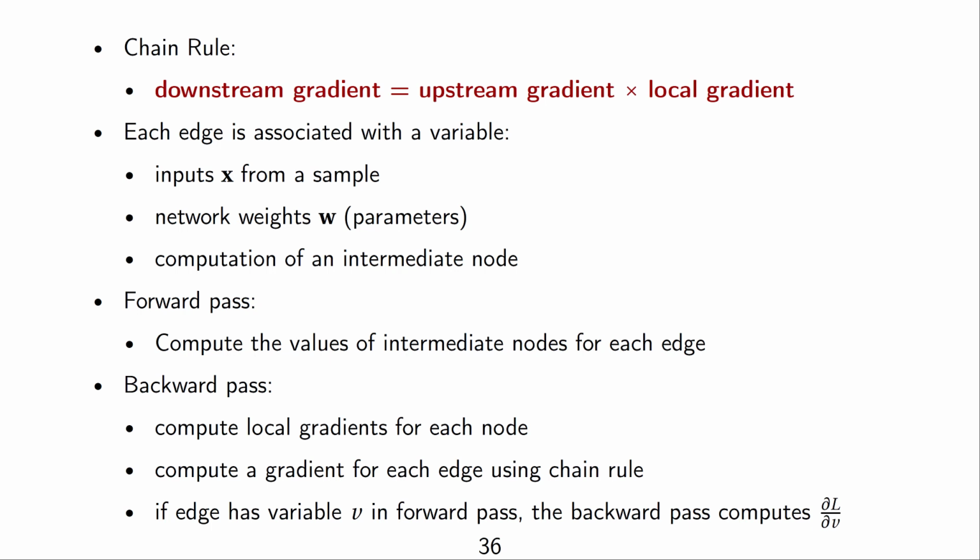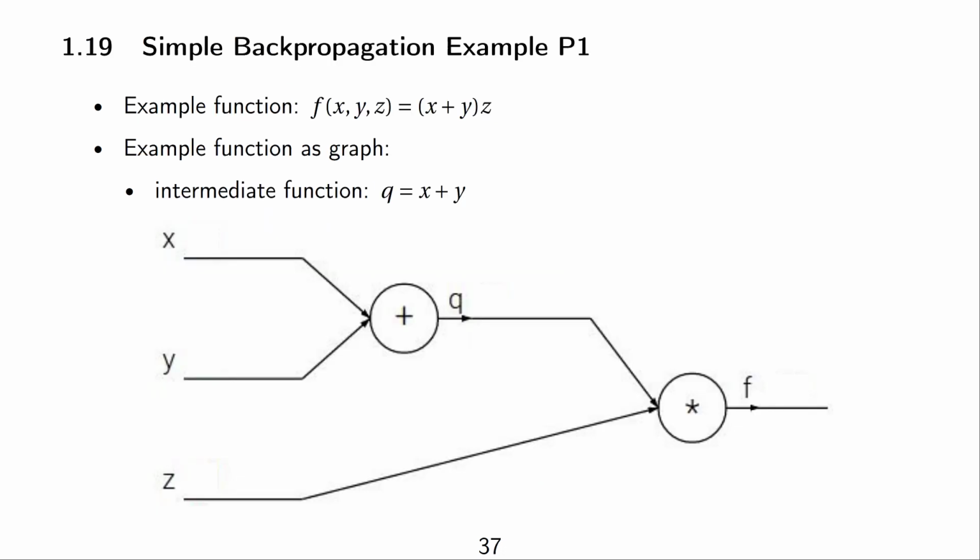So if an edge has variable v in the forward pass, then in the backward pass we compute dl dv, that is the derivative of the loss with respect to this variable. Let's spend some time looking at examples. What we see here is a simple backpropagation example, and you see a computational graph that corresponds to this function f of x, y, z equals x plus y times z.